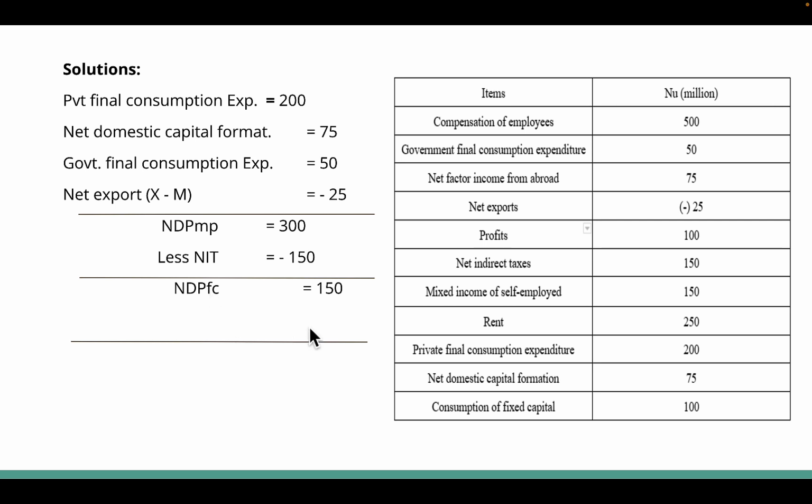The second last step is we have to convert this domestic income to the national income. How do we convert the domestic income to national income? By adding net factor income from abroad. What is the net factor income earned from abroad? It is 75. Since it is positive, we have to add it. So finally we have found the national income or net national product at factor cost. So this is how we find the national income by using the three methods.